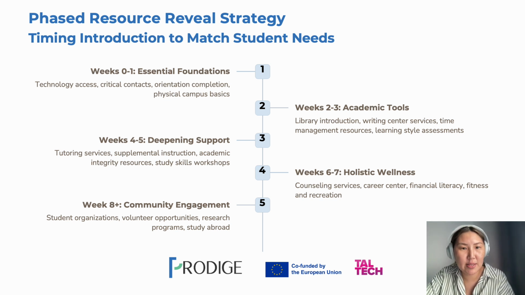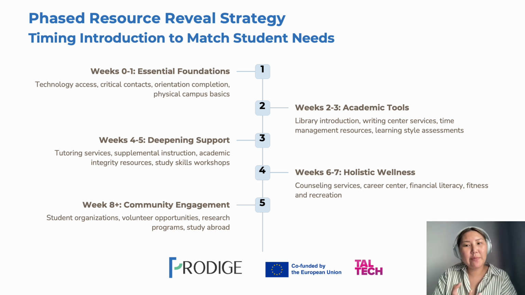learning style assessments. Week 4 to 5 can be all about deepening the support, so you can now introduce tutoring services, supplemental instruction, academic integrity resources, and study skill workshops. Week 6 to 7 can be all about holistic wellness: counseling services, career center, financial literacy, fitness, and recreation. And from week 8 and beyond, it can be all about community engagement: student organizations, volunteer opportunities, research programs, and study abroad.